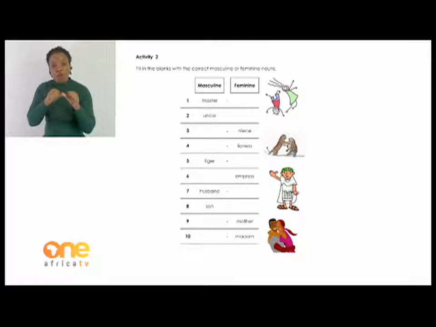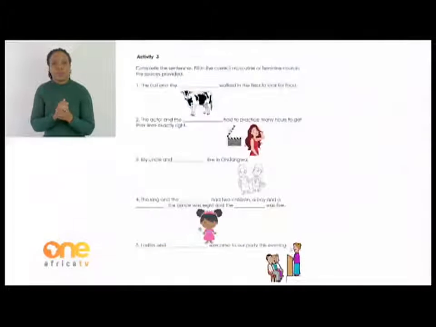Let's continue. Let's turn our books on page 6, where you are supposed to complete the sentences. Fill in the correct masculine or feminine noun in the spaces provided. I will do likewise. Number 1 as an example, the bull and the dash. If I were you, I was going to say, the bull and the cow walked in the field to look for food. Do number 2, 3, 4, 5 for me. I know you are very clever boys and girls.